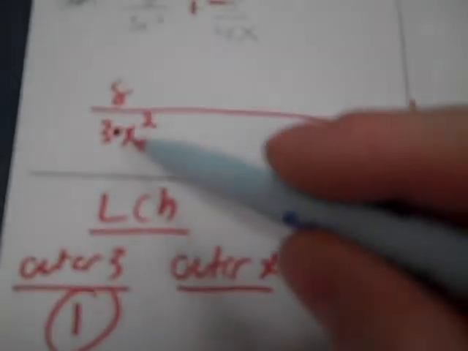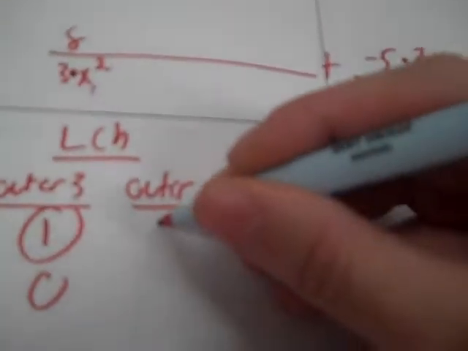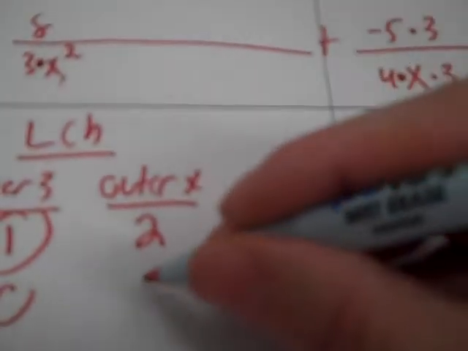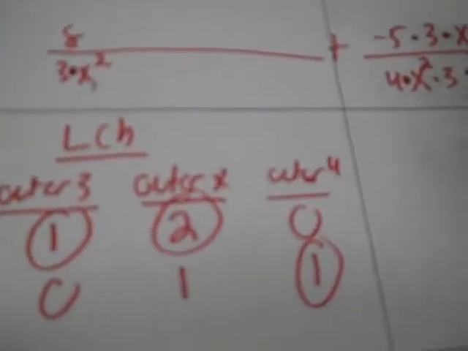Outer x, now that one being to the second power means there's actually 2 outer factors of x. This is to the first power, so there's only 1. Well, we need to make it so there's 2. So what you can do is you can simply make that to the second, but then you need to times by an x up here. Now outer 4, you got 0, 1. Okay, so I need them so they both have 1. Well, that one had it, this one didn't.